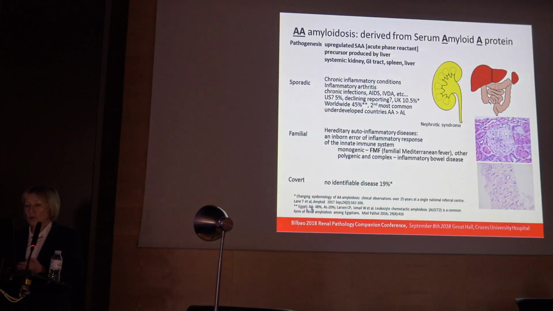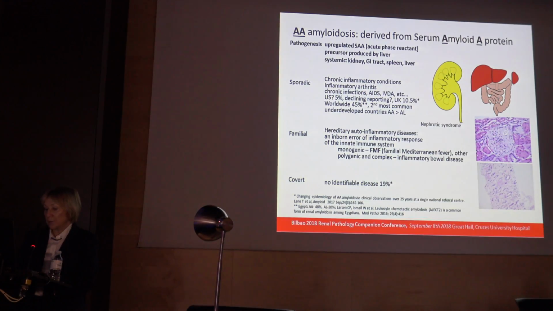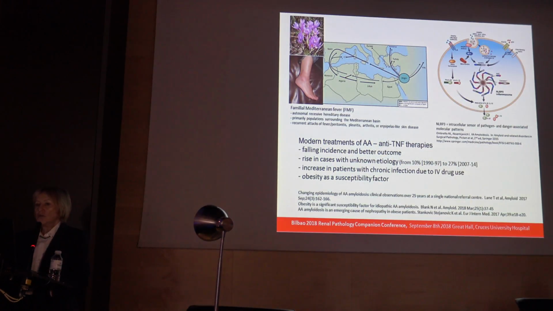But it is important to know that according to the more recent statistics published by the London group, there is a steadily increasing percentage of patients diagnosed with AA where we actually cannot identify the underlying driver of the chronic inflammatory response, okay? And these patients may have some yet unknown errors of inflammatory response. You know the story of FMF, right? There was a founder mutation, and here we are in the countries around the Mediterranean basin, right?